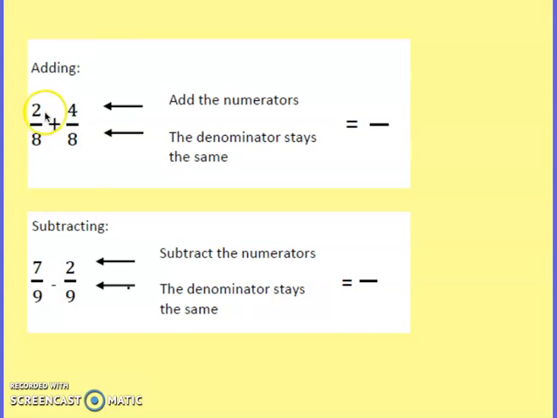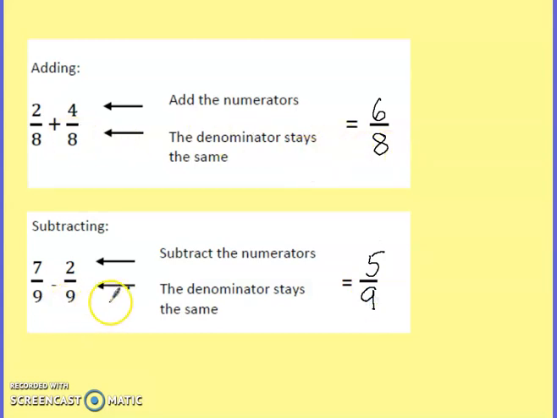Think of it that way, and it'll help you remember that it needs to just stay the same. Okay, so we're going to start by adding our numerators. 2 eighths plus 4 eighths equals 6, what? 6 eighths. Okay, and subtracting is very much the same way. We're going to subtract the numerators, and then our denominator stays the same. So 7 ninths minus 2 ninths equals 5, but 5 what? 5 ninths.